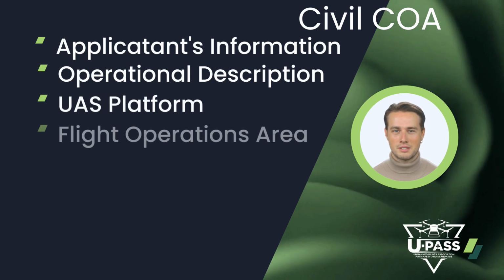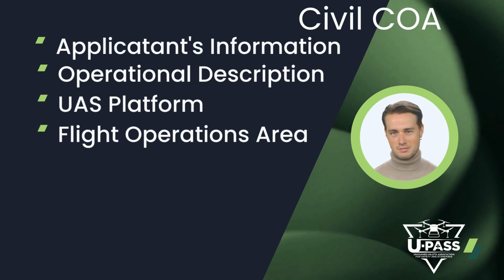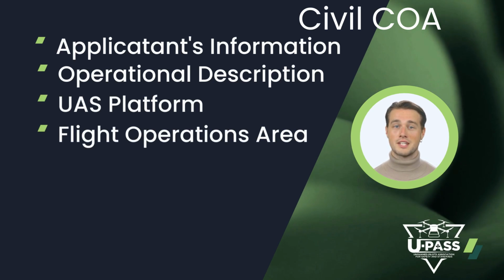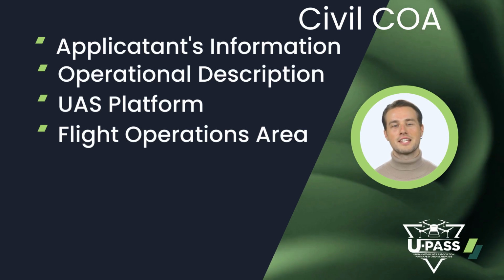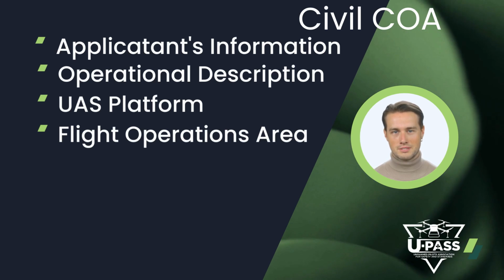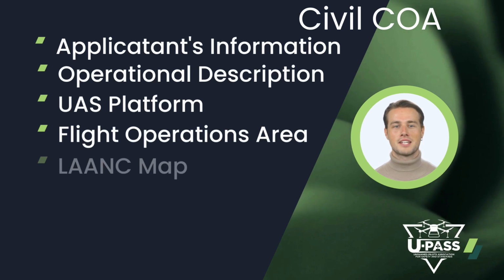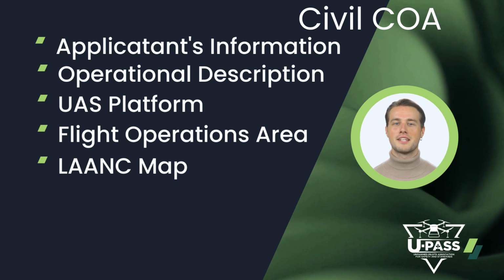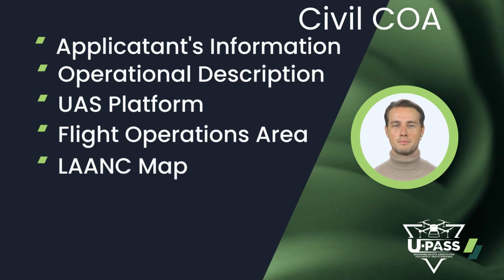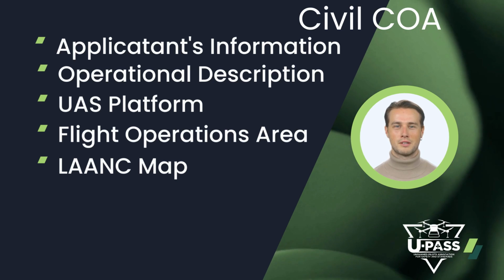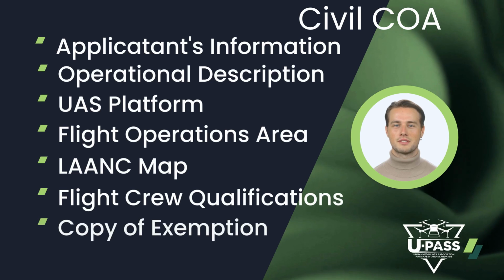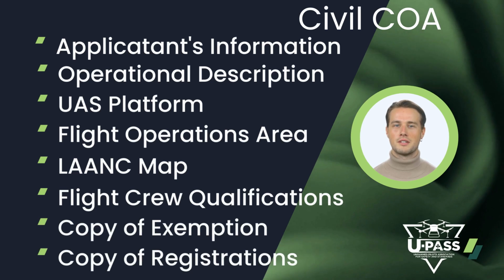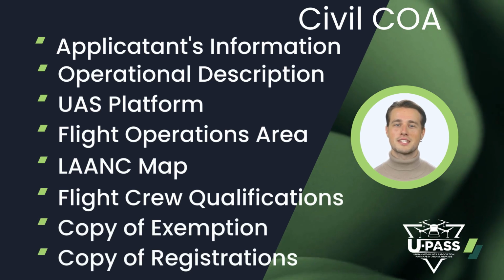Flight operations area. This will include the latitude and longitude of the area of operations along with a Google Earth type map with visible boundaries so that the FAA can determine exactly where you will be flying. A lance map depicting altitudes is also helpful to the FAA. Depending on the airport, sometimes a letter of agreement is also required. Flight crew qualifications. A copy of your exemption. A copy of your registrations, which should match the same information as the exemption.